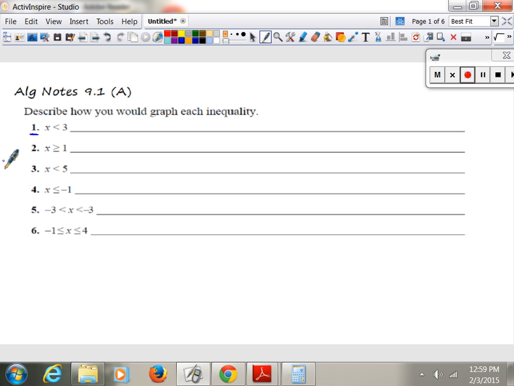Open to the left. Okay, so it would be an open dot because there's no equal sign, right? So it'd be an open dot at 3 and shaded to the left. Less than is right. Basically what that means is all numbers that are less than 3 would be to the left of 3.